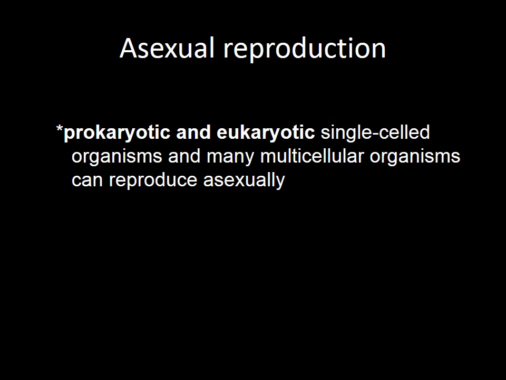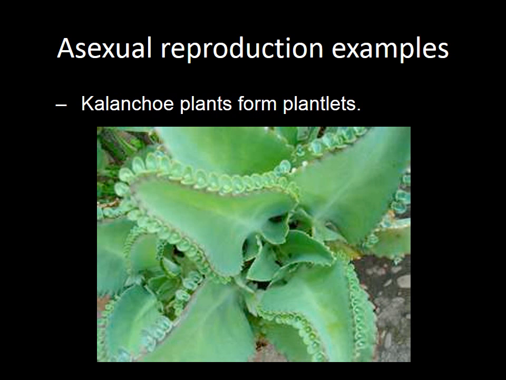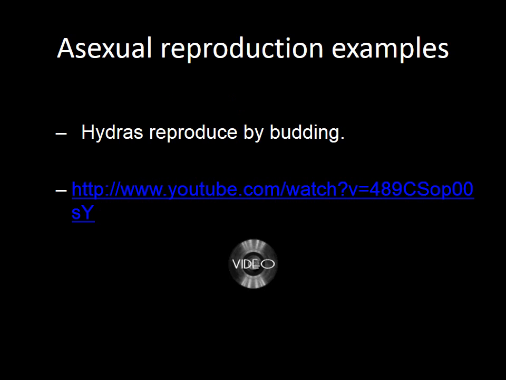So, with asexual reproduction, prokaryotic and eukaryotic single-celled organisms and many multicellular organisms can reproduce asexually. So here's an example of asexual reproduction in an animal. I don't know if you could see them. You have hydra, and these reproduce by budding. Okay, like I said, I'll try to show you the videos in class.